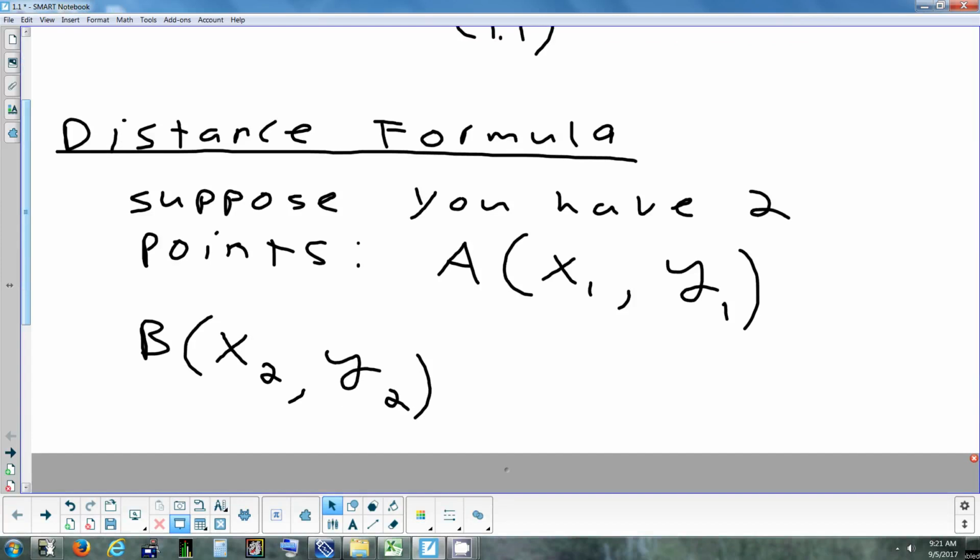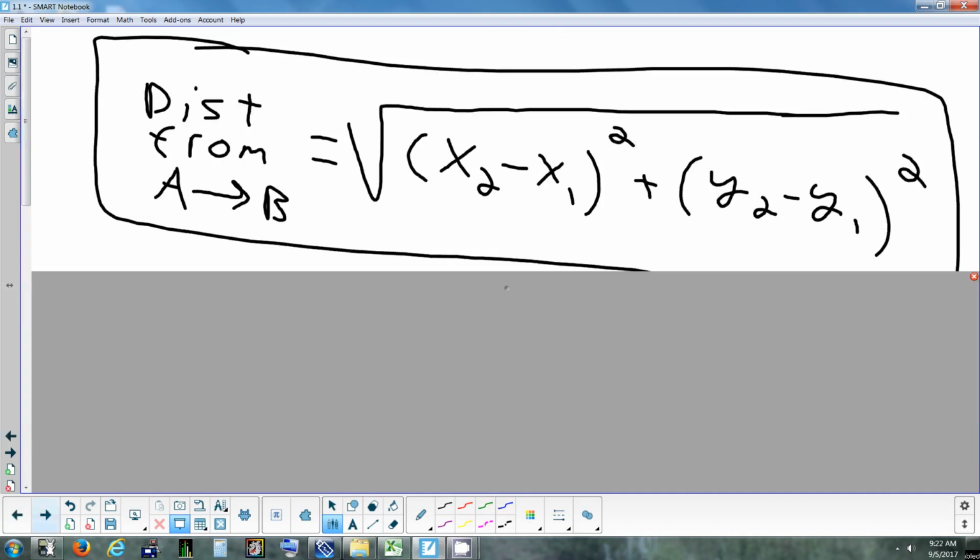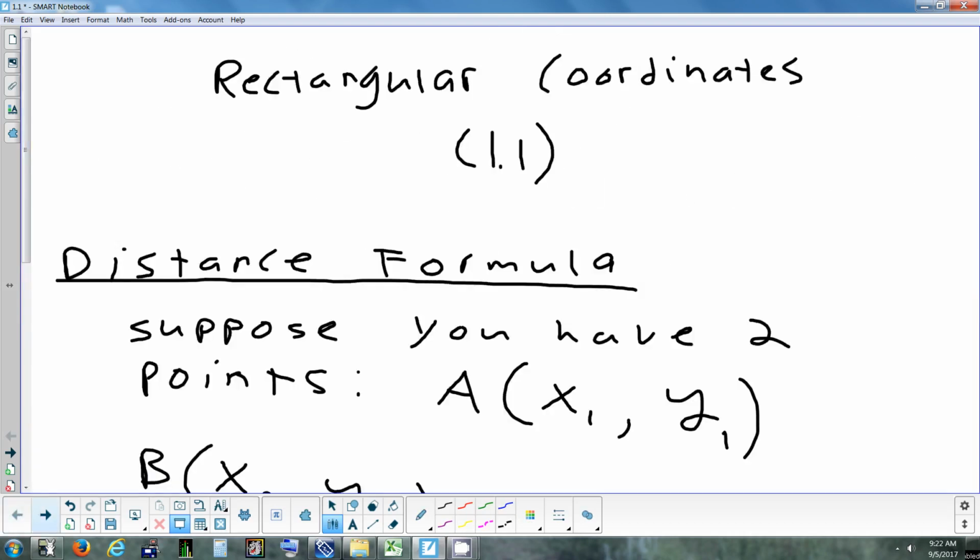Great, so I'm going to call my 2 points that I want to find the distance between points A and B. And A has an x and a y coordinate, and so does B. What I've done to just make it generic is I'm calling A my first x and first y coordinate, and B my second x and second y coordinate. And what I'm going to do is draw a picture of that so we can try to visualize finding the distance between those 2 points.